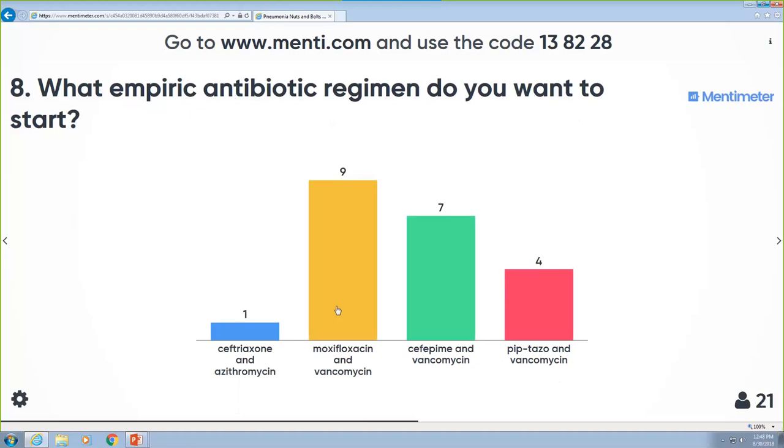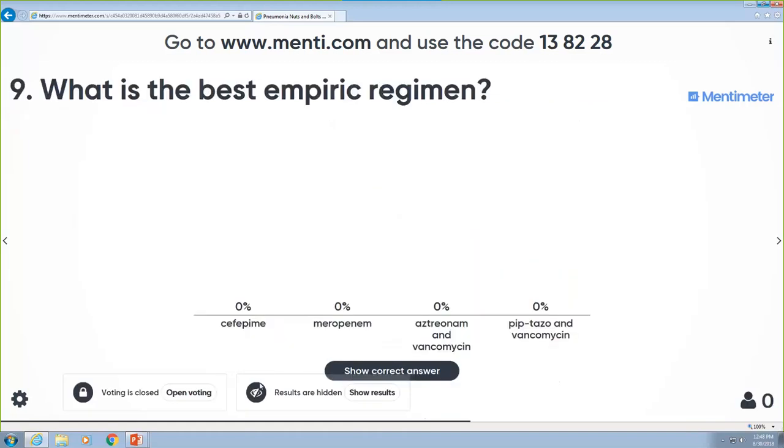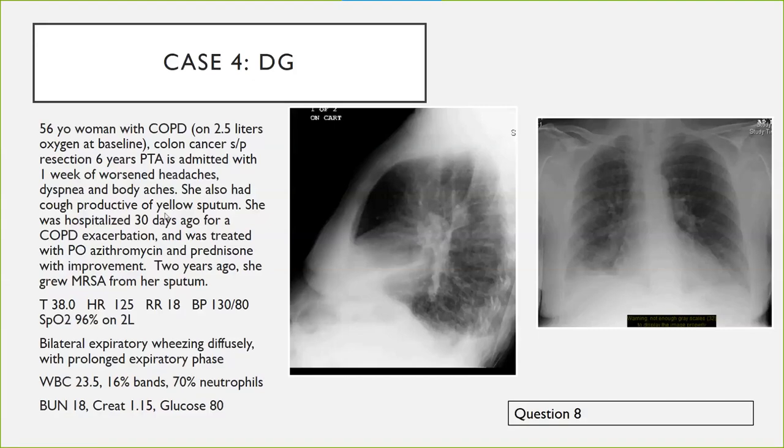All right, so we have moxifloxacin and vancomycin as the leader, but almost an equal number want to give her cefepime and vancomycin as well. I think we'll talk through which things we would be worried about. So she has COPD, and she was recently hospitalized. I think this is on the next slide, so I'm not going to say it here. And she also grew MRSA, so that's something else we would consider to cover in her.